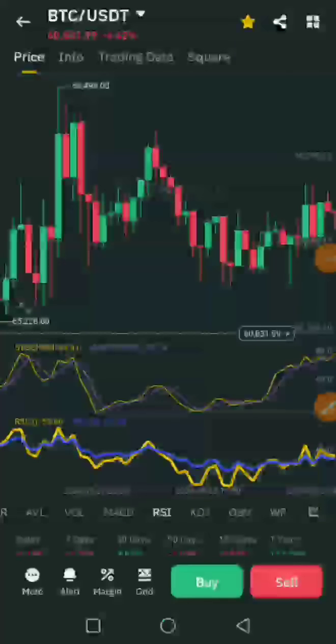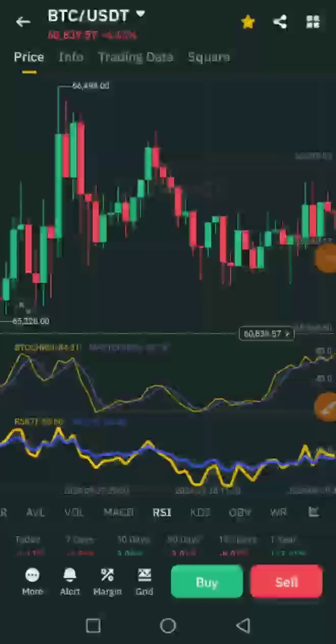So without wasting much time now, let's go to the strategy, or how you can use this stochastic RSI to predict the markets properly.